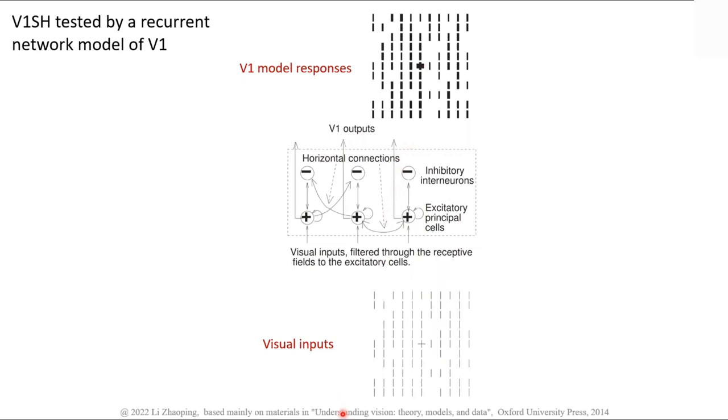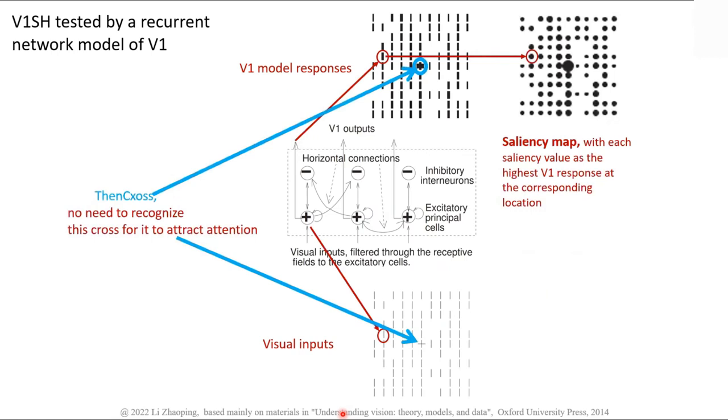The whole idea is you do the segmentation before you classify it, and V1 can do it. So V1 is very stupid, very fast, and that does exactly what you need. That's the idea. So with the cross, there is no need to recognize this cross for it to attract your attention. That's the idea, okay?